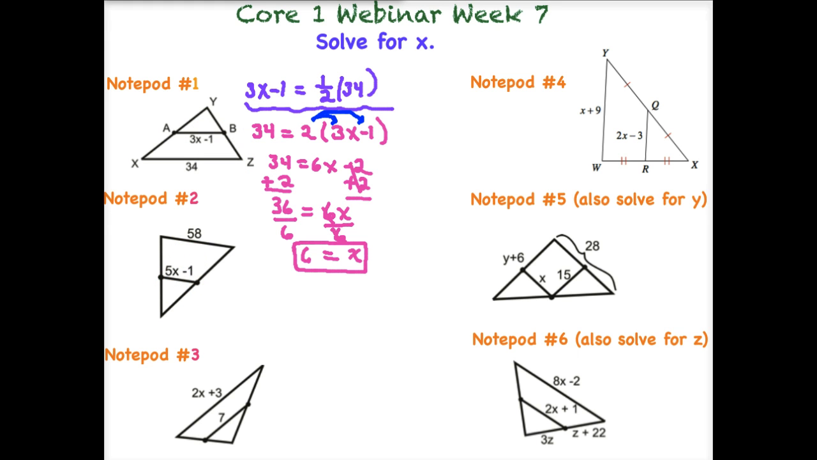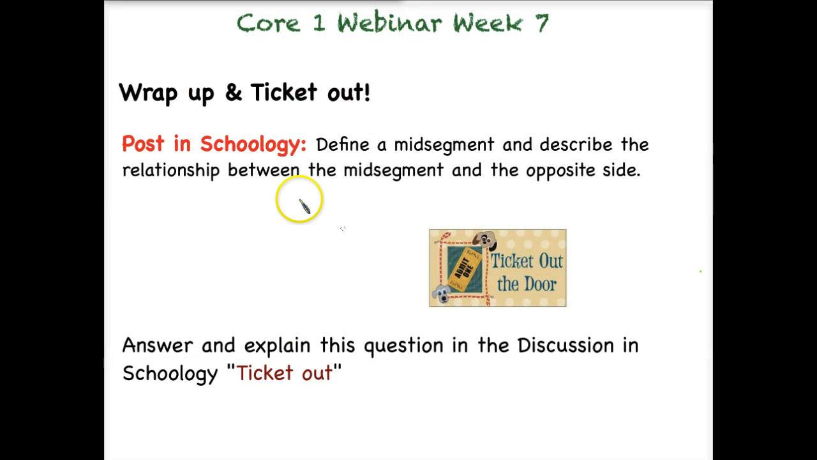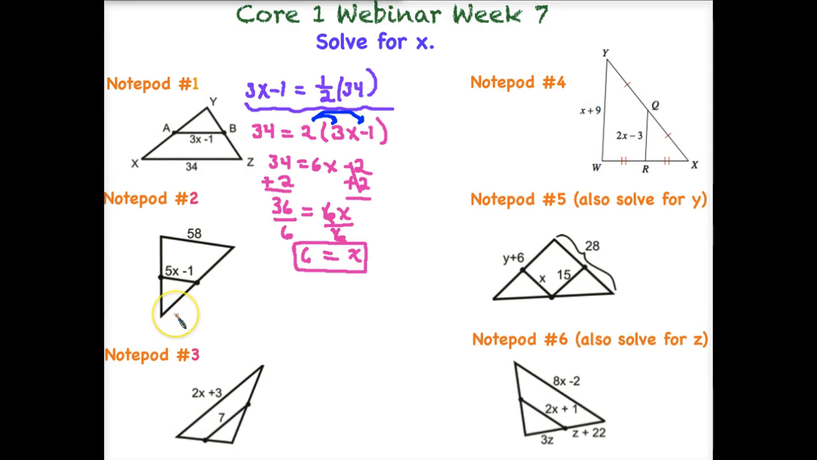All right, so what I'm going to do, in case somebody finishes first, is show you your ticket out. So what I want you to do after you do your problem is this. In Schoology, and you'll see it in Schoology, define a midsegment. So tell me what it is, and describe the relationship between the midsegment and the opposite side. So that's pretty much all we talked about. If you want to give an example, that's always extra great. That's perfect. So that is your ticket out. So go ahead and do your notepad that's assigned to you. And then when you are finished, I'll check it. And if you're good, you can go.